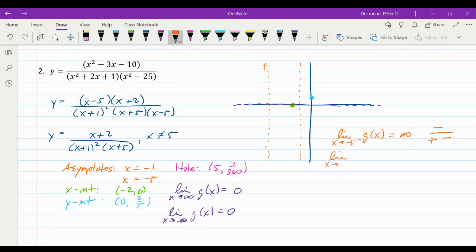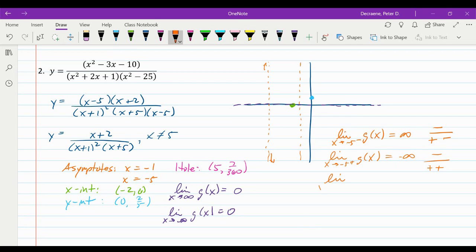The limit as x goes to -5 from the right on g of x. Let's see, so that's still going to be negative in the numerator. In the denominator, it's positive. I'm adding 5 to something not quite -5, so that's going to be positive. So that's going to be -infinity, so I know it goes down on this side.